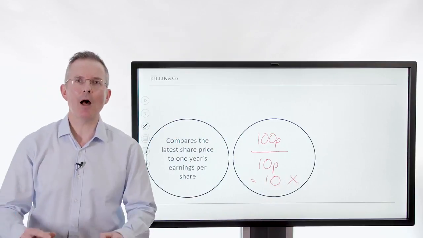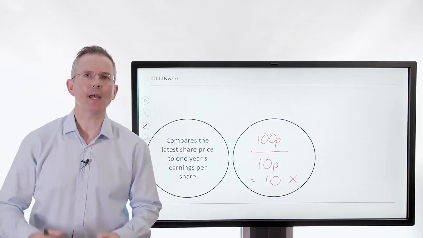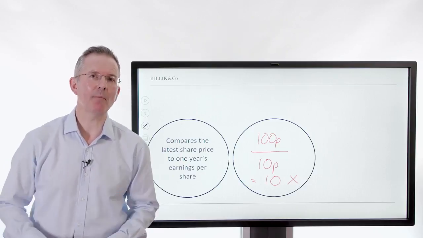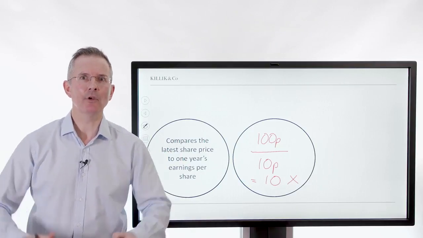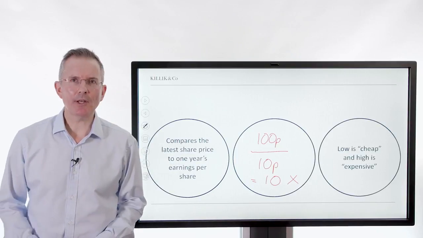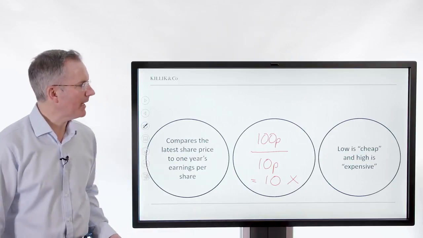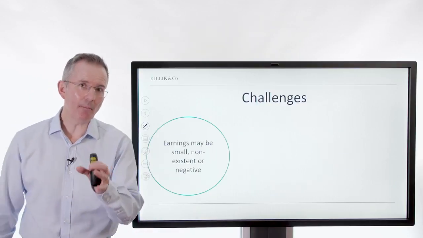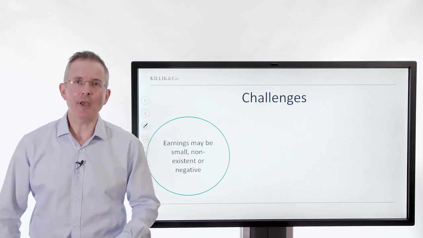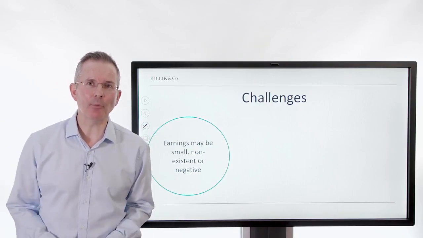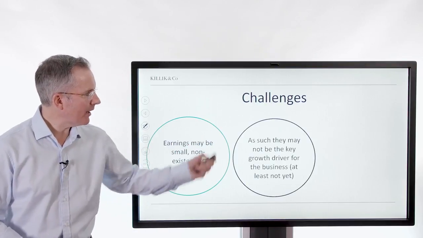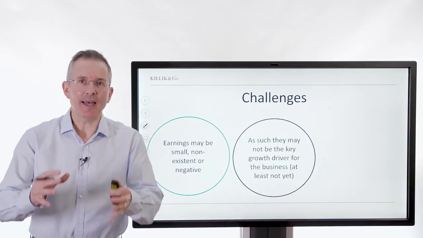All right, the higher that number, the greater the expectations on the company looking forward. The lower the number, the relatively cheaper the company is compared to what? Peers, the wider market, and so on. So low is cheap and high is expensive. But here's the point. Is the PE ratio the only number out there? No. Earnings may be small, non-existent or negative, in which case the E isn't reliable and neither's the PE ratio itself. As such, you may not have the key growth driver in your sights.